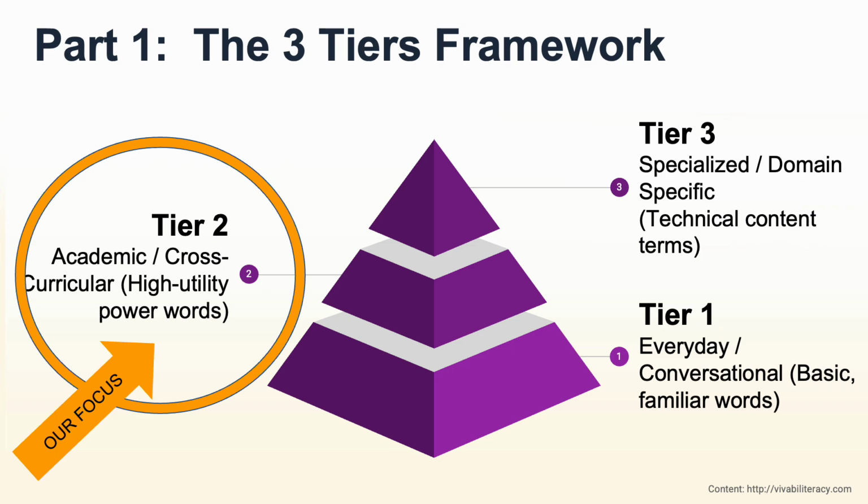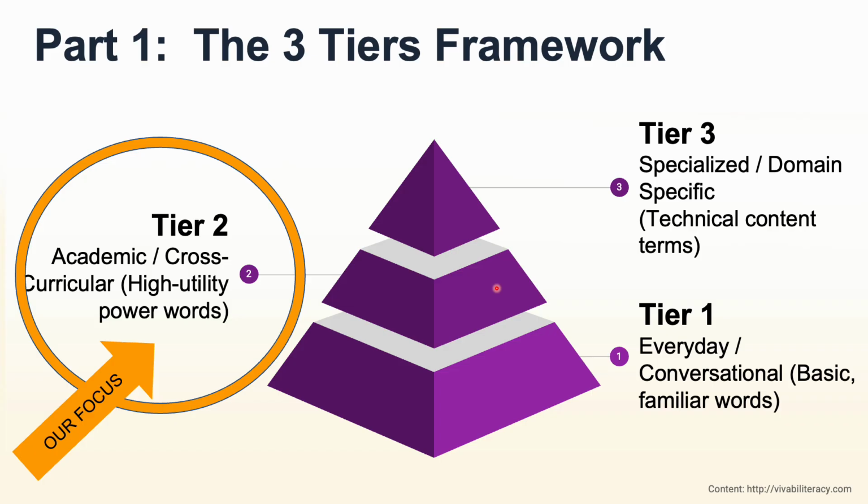To target our side-by-side support, we use Dr. Isabel Beck's framework, which organizes language into 3 distinct levels or tiers. Think of it like a pyramid. Words are not inherently hard or easy. Instead, they are categorized strictly based on their utility and frequency across different environments. Tier 1 sits at the base as everyday conversational language. Tier 2 forms the middle layer as high-utility academic words used across multiple school subjects.